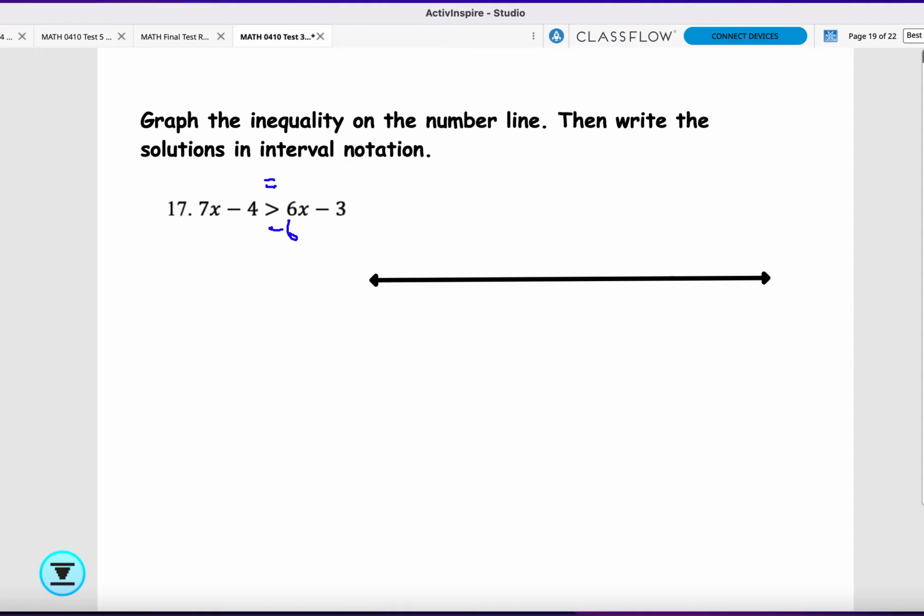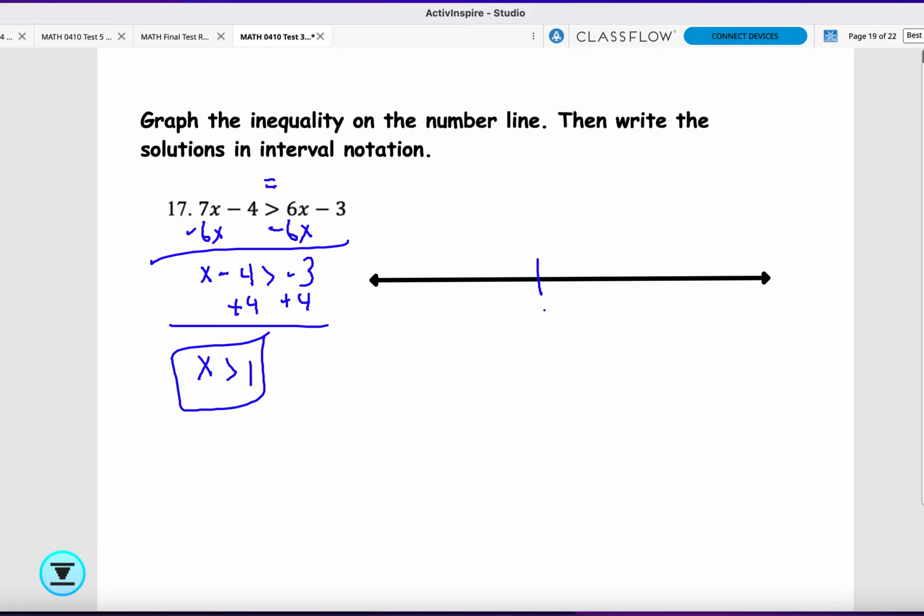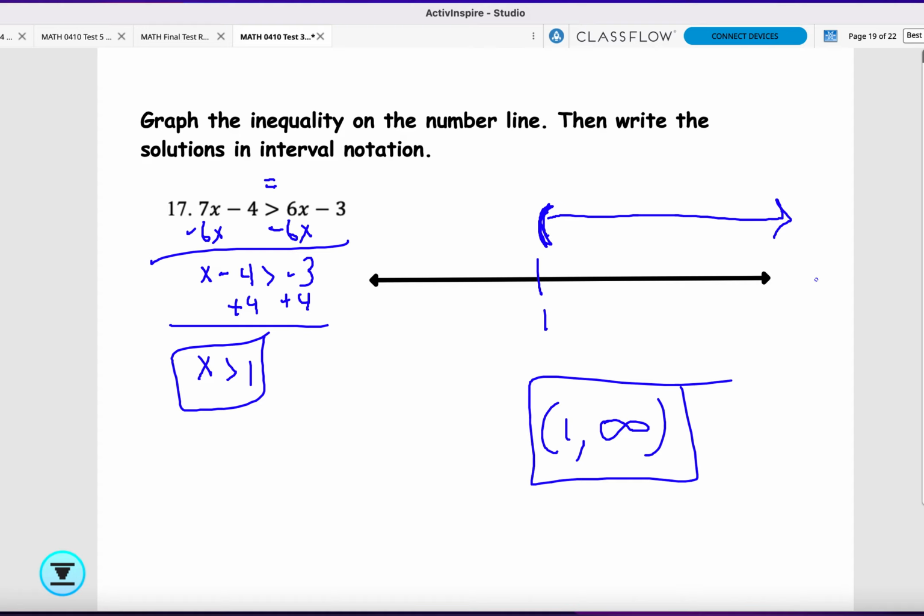So I'm going to subtract 6x on both sides. Now I get 7x minus 6x is 1x, or just x, minus 4 is greater than negative 3. I'm going to add 4 on both sides. So then I get x is greater than 1. I have to graph this, so put a 1 there. It's greater than, so it'll be a parentheses, and I'll be going to the right. So it'll be parentheses 1 to positive infinity for the interval notation. And we're done.